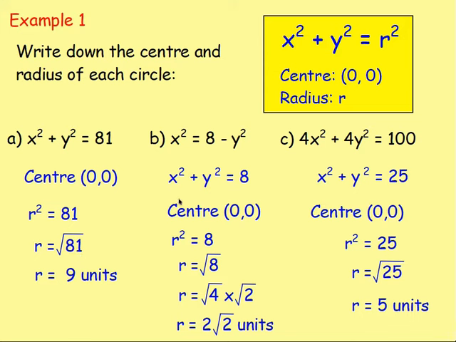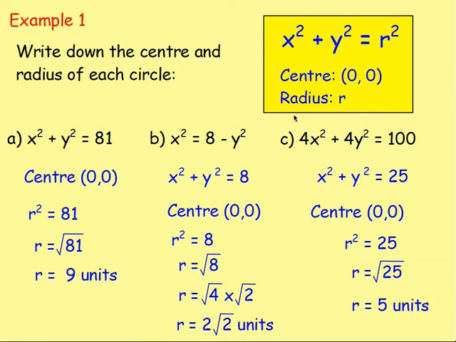With this one here, again, we need it in the form of x squared plus y squared, so we've got to add y squared to both sides first of all. Doing that, we get x squared plus y squared equals 8. So because it's x squared add y squared, we know the centre is 0, 0. r squared, the radius squared, is 8, so we can square root that. Simplify your surds, and you'd have 2 root 2.